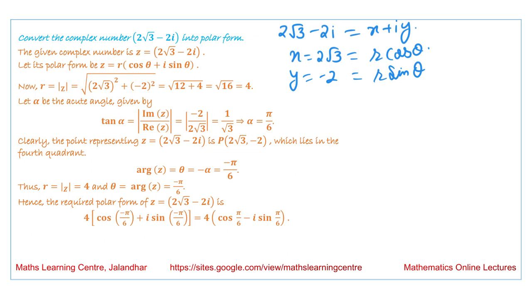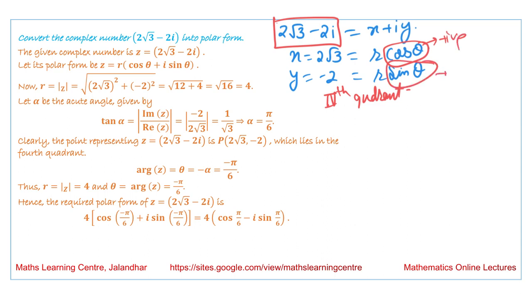The number lies in the fourth quadrant. Cos is positive, sin is negative. You can see from this that we are talking about the number 2 root 3 comma minus 2, and clearly this number lies in the fourth quadrant. So the first thing we have to calculate is the value of r.